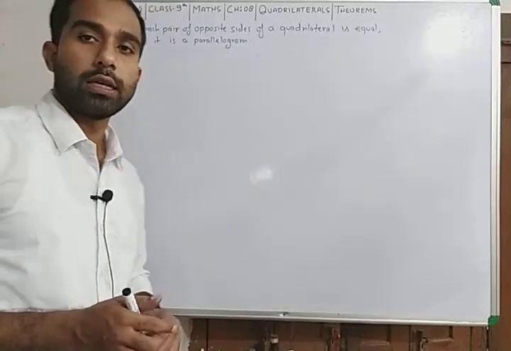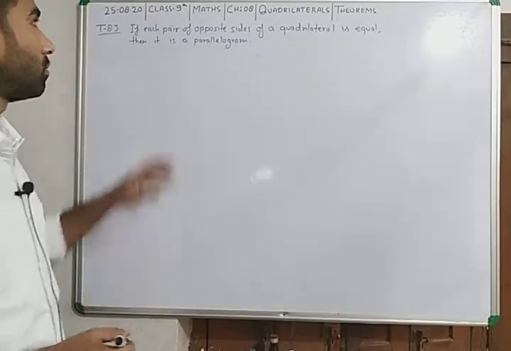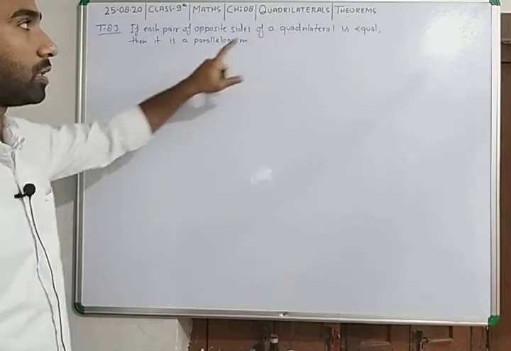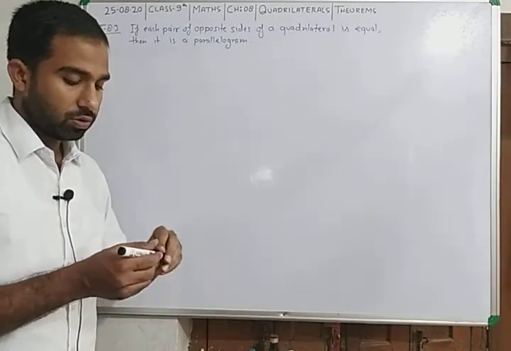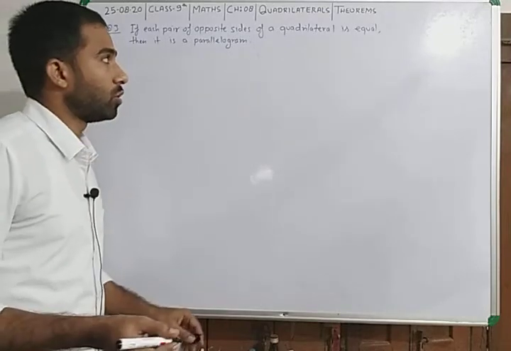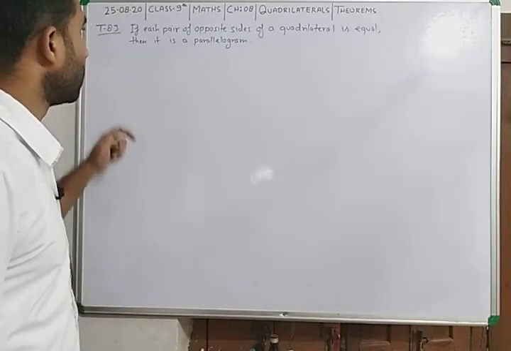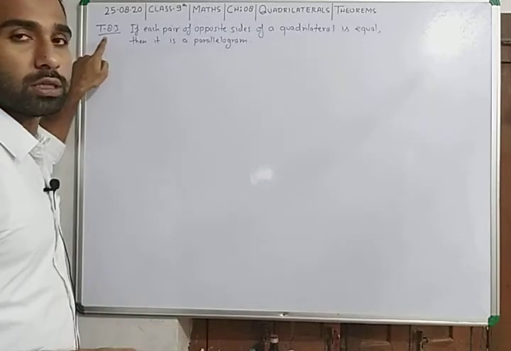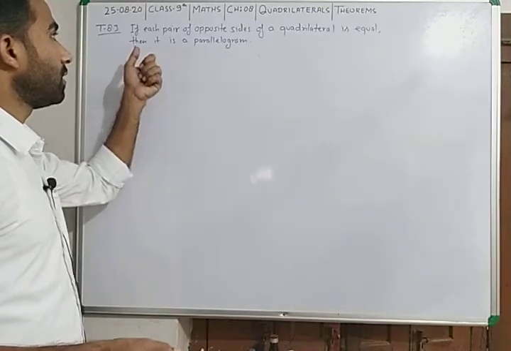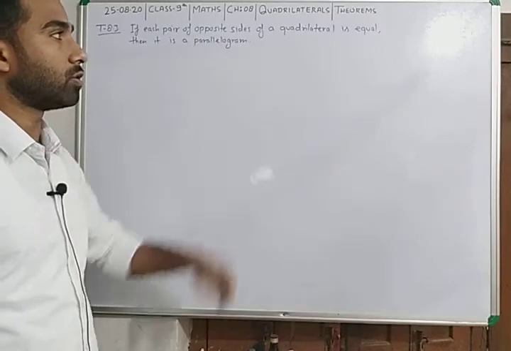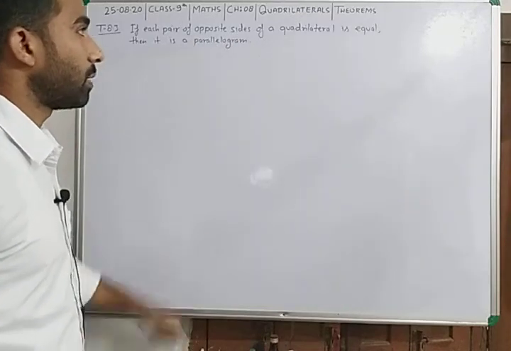Good morning, class 9th. Today we will prove some more theorems of chapter quadrilaterals. Yesterday I proved two theorems, 8.1 and 8.2. Today we are going to prove theorem 8.3. This theorem says if each pair of opposite sides of a quadrilateral is equal, then it is a parallelogram.